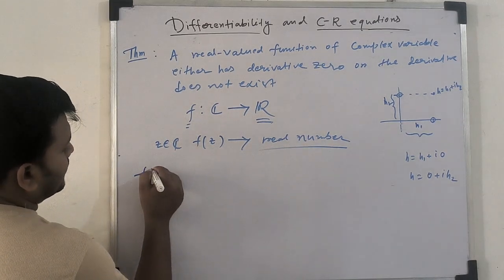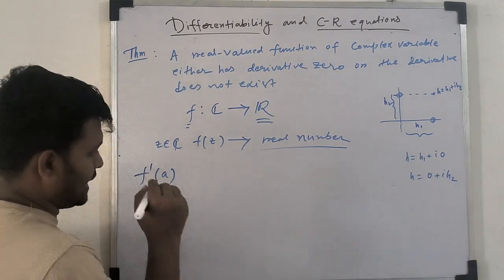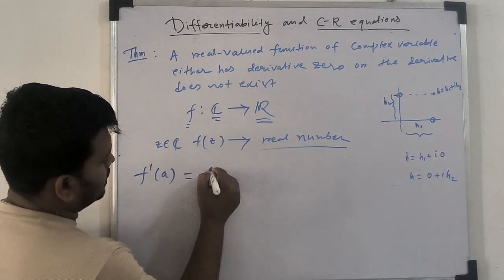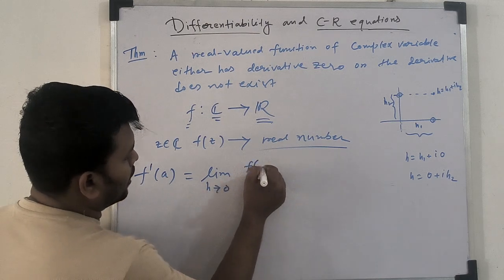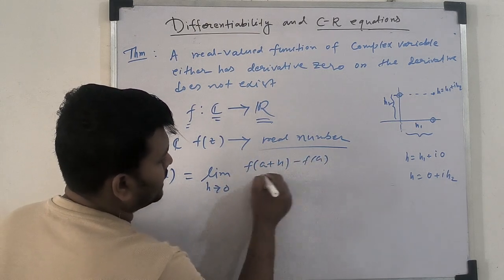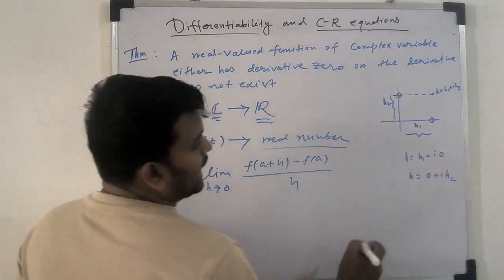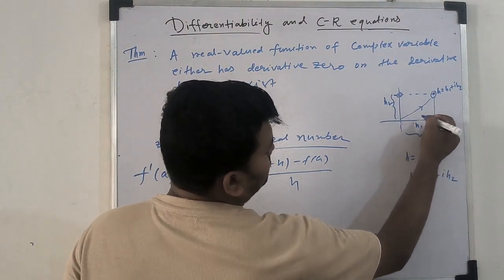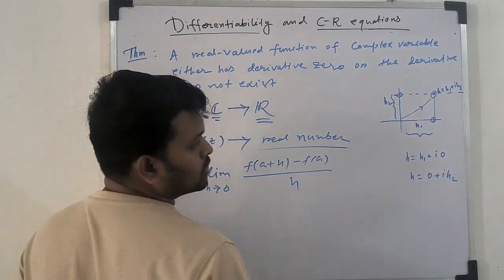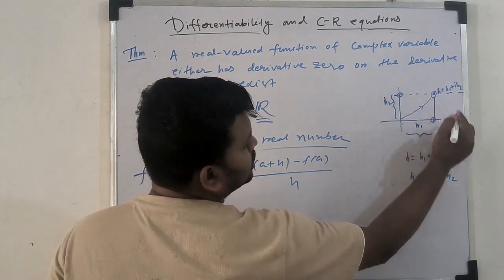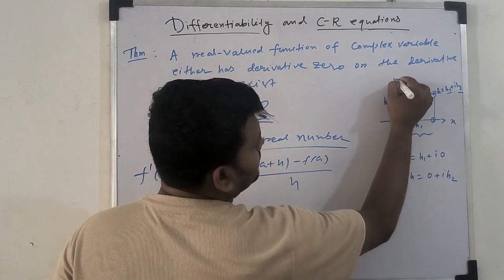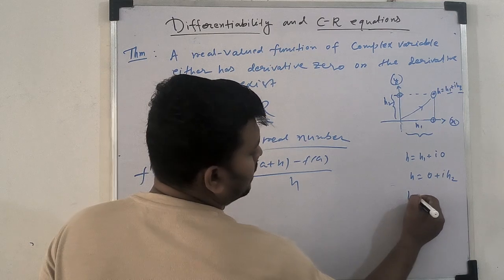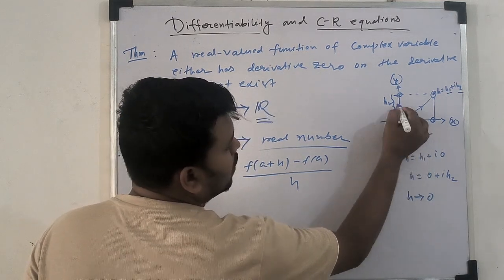So the derivative at any point a in this plane will be the limit h tends to 0 of f(a plus h) minus f(a), divided by h. So h is h1 plus i h2. So here this is h1 and this is h2. This is the real axis, this is the imaginary axis. Okay. So h can approach 0 along the x-axis or along the y-axis.